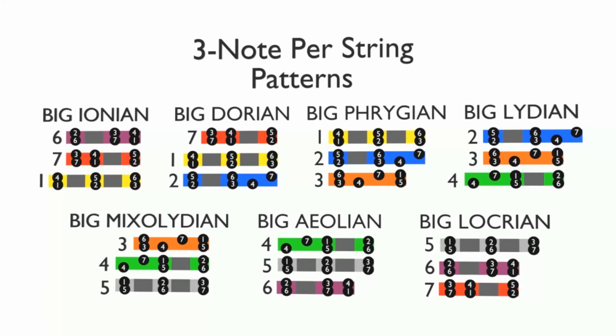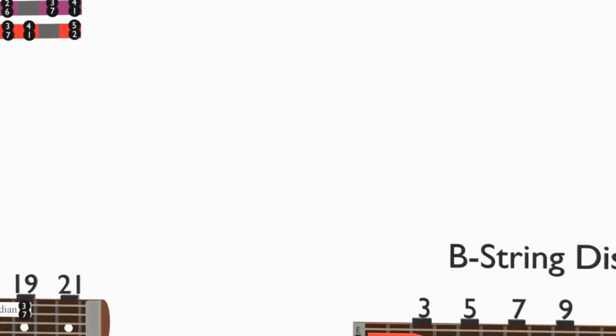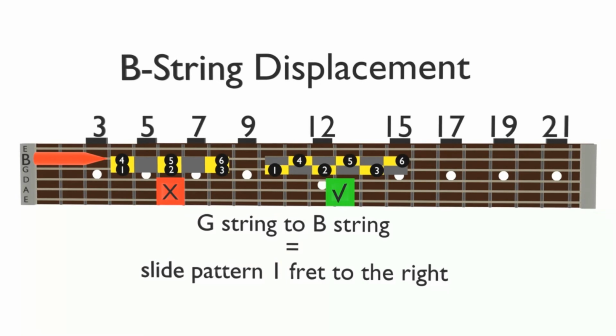For the big Ionian shape, this means we start with Ionian 1, followed by Locrian 7, and we conclude with Aeolian 6 on top. Another important tidbit is that all shapes on the guitar are offset by 1 fret to the right as we travel from the G string to the B string. This is especially true when starting a big mode shape from the A string, because it will split whatever box shape sits on the G and B strings.